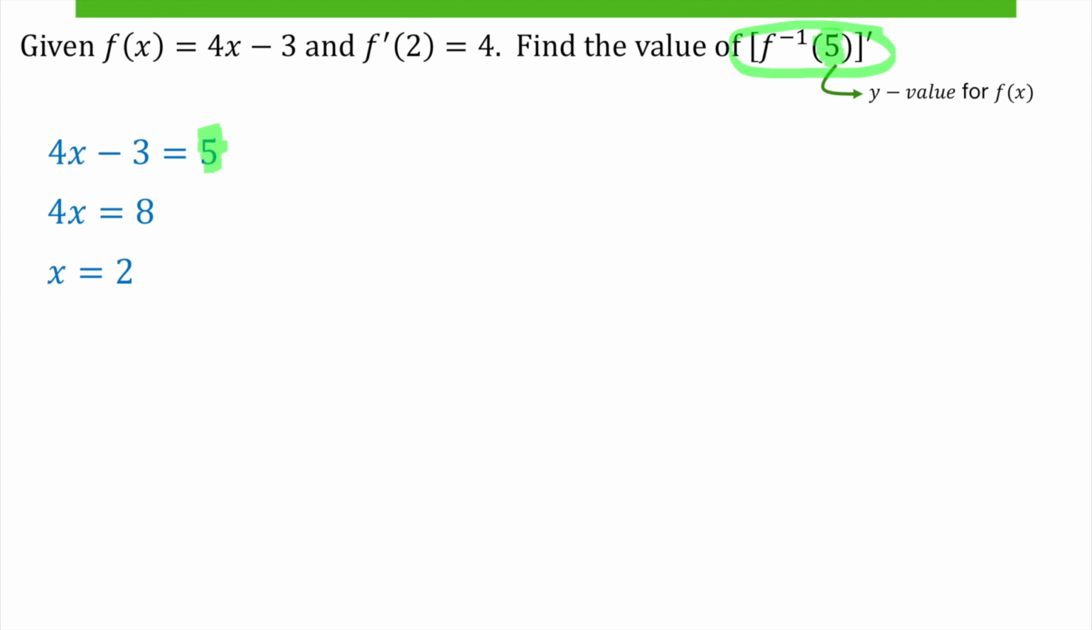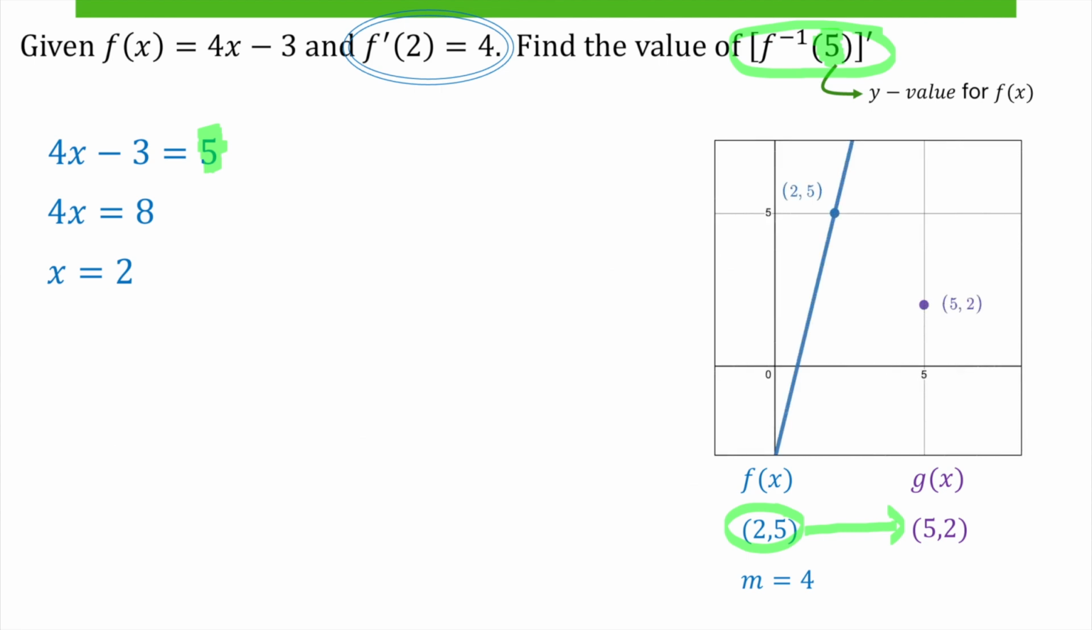So let's just keep track of what we know so far. Look down in the bottom right. We have a function, and we know a point on the function is (2, 5). We just discovered that. We have an inverse, and if we have (2, 5) on the original function, then on the inverse, we're going to have the point (5, 2). We also know from the problem itself that f prime of 2 equals 4. So at this point (2, 5), we know that the slope is 4. So there's a picture of where we are.